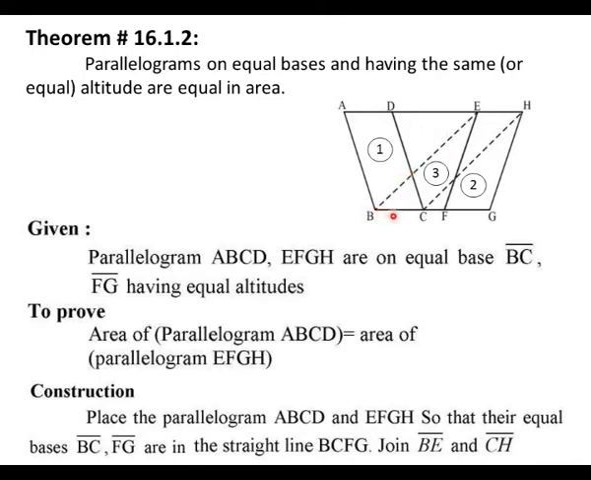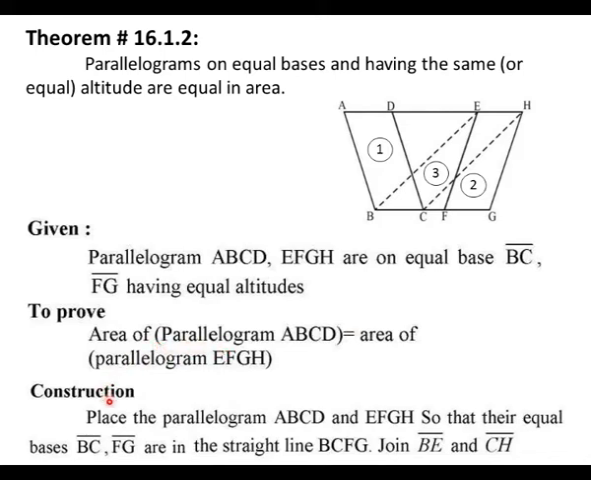It means this line BCFG is parallel to ADEH. What is given now? Parallelograms ABCD and EFGH are on equal bases BC and FG and having equal altitude. What is to be proved? This is given in the statement that parallelograms on equal bases and having equal altitude are equal in area. So we have to prove again what we proved in 16.1.1: area of parallelogram ABCD is equal to area of parallelogram EFGH.